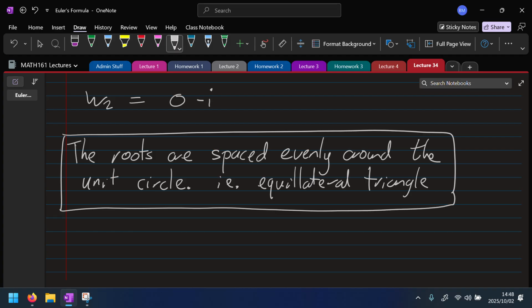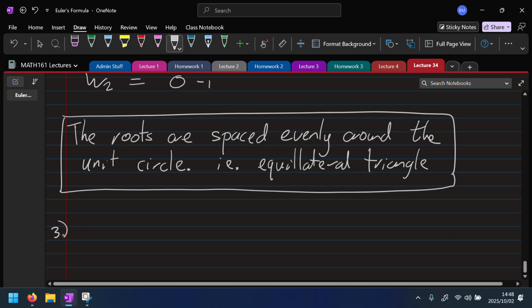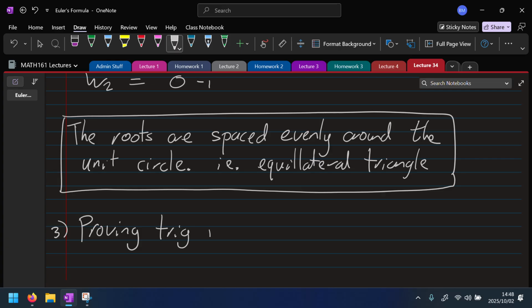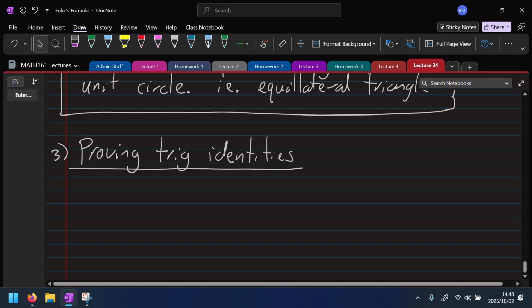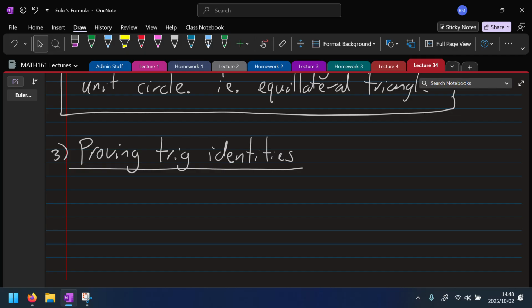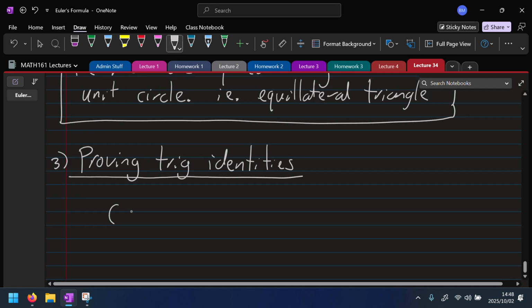All right. Any questions on finding the roots? You're all good. Okay. Last thing for today, proving some trig identities. So we're going to use de Moivre's theorem again, but we're going to use it for unit complex numbers. So the r will just be 1. Okay, so if r is just 1, what do we have?